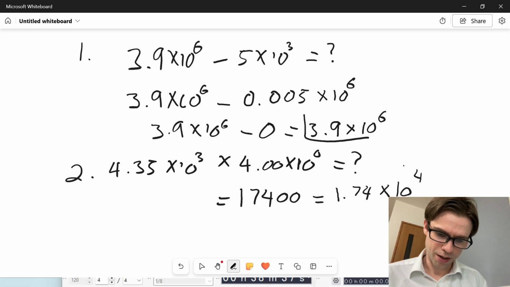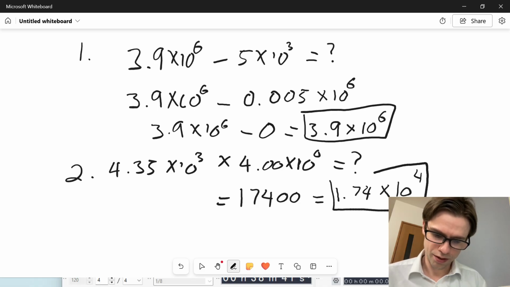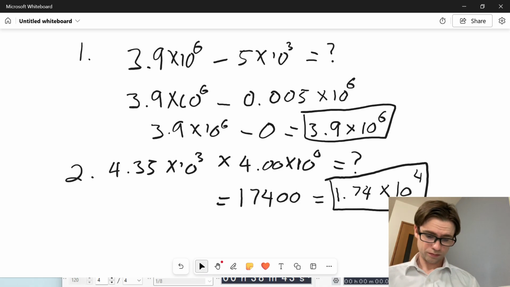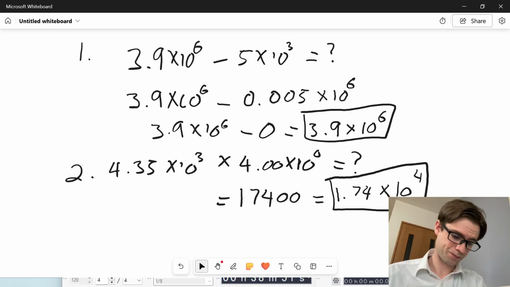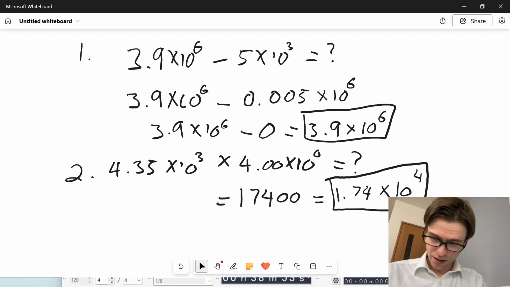Let me square my answers here so I'm just clear on what I'm going to input. I don't think it's wrong if you don't write this answer in scientific notation, but read the question that you're answering to make sure.